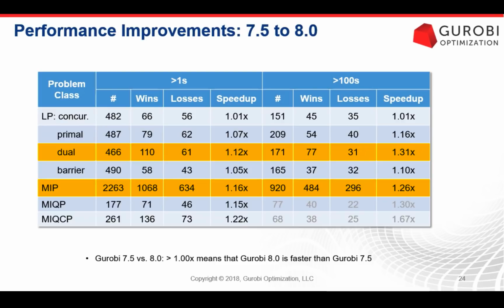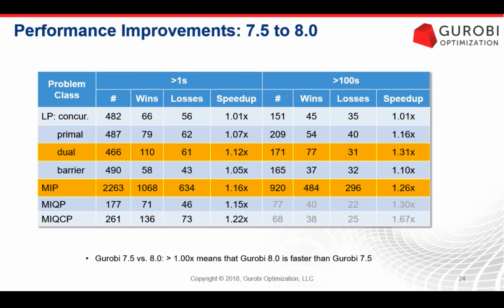So the mixed integer programming, the MIP row, there were 2,263 models where either 7.5 or 8.0 took more than a second. And on average, version 8.0 is 16% faster than version 7.5. And for models that took more than 100 seconds, version 8.0 is 26% faster than version 7.5.